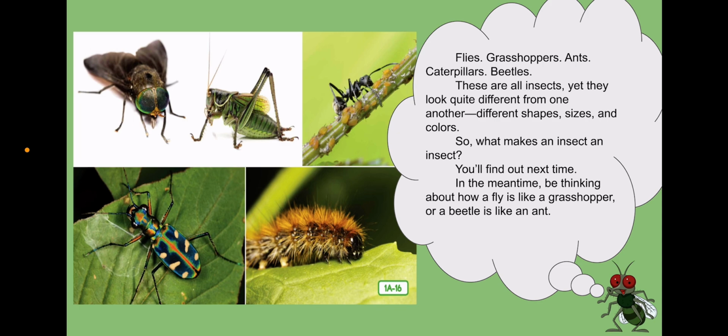Flies, grasshoppers, ants, caterpillars, beetles, these are all insects, yet they look quite different from one another. Different shapes, sizes, and colors. So what makes an insect an insect? You'll find out next time. In the meantime, be thinking about how a fly is like a grasshopper or a beetle is like an ant.